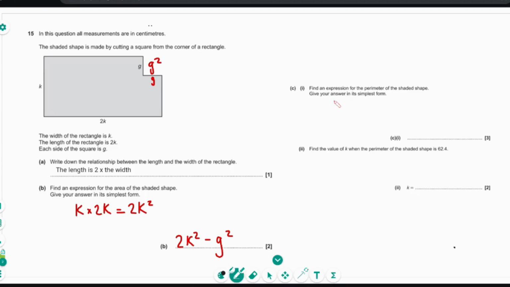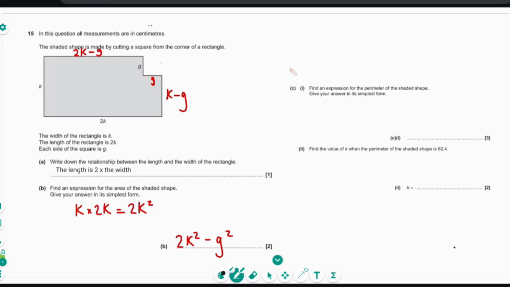Find an expression for the perimeter of the shaded shape. Give your answer in its simplest form. Perimeter is the distance around the outside of the shape. I need to find all my lengths. k is the width, 2k is the length. So what's this measurement here? The whole thing is k, and this little bit here is g. Then it would be k take away g. Got g here, and this would be 2k minus this length of the square, which is g.